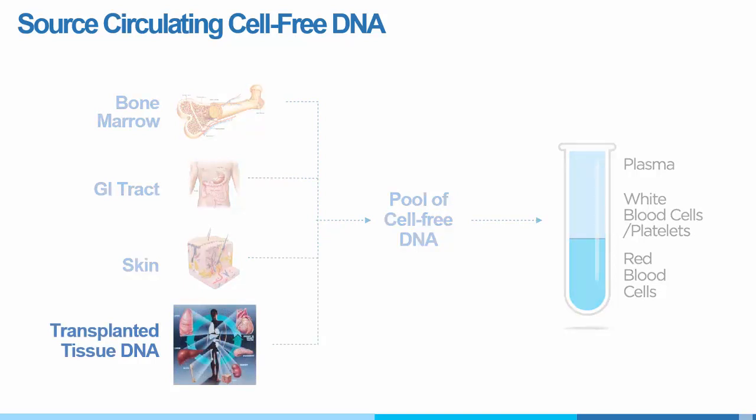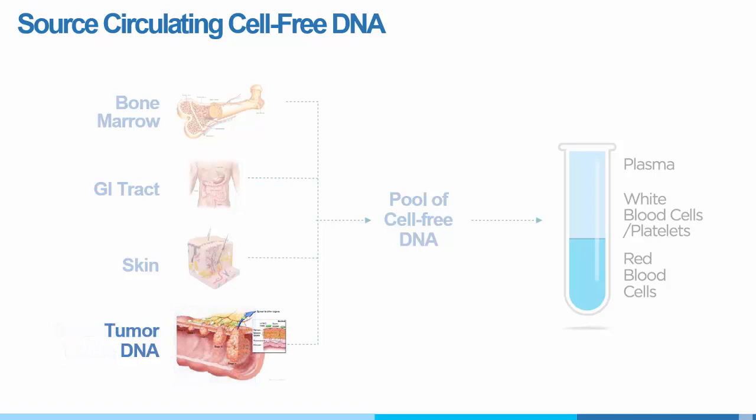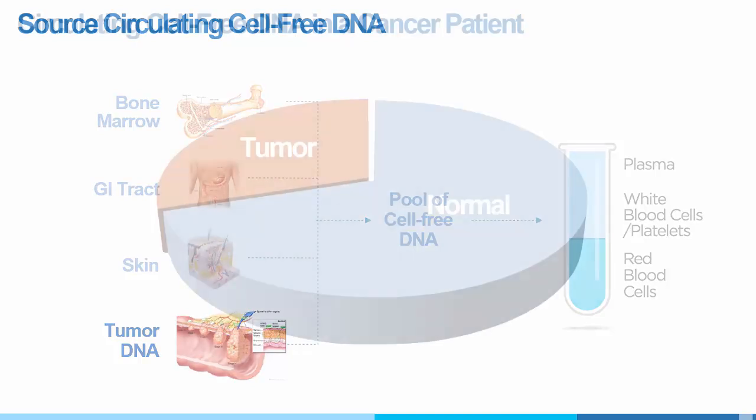Likewise, if you had a transplanted organ, let's say a liver or a kidney, you can draw the blood and look for chimerism, and you can look for evidence of rejection just by looking at the cell-free DNA in the plasma from that individual patient. And if someone has cancer, you can draw blood from that person, and a fraction of that DNA will come from the tumor in that patient.